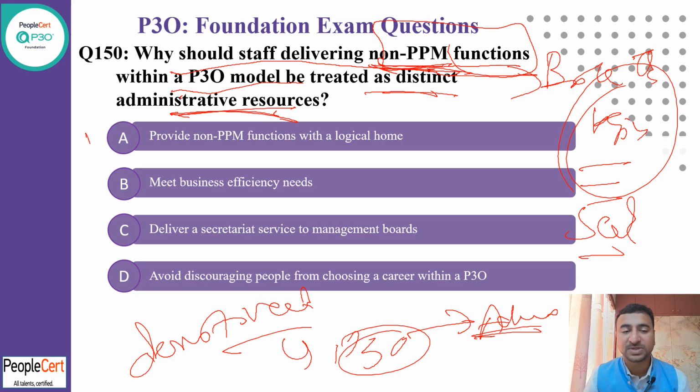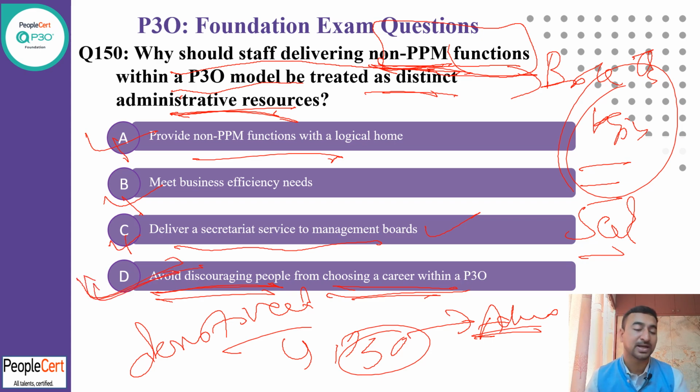So option A, provide non-PPM functions with a logical home, that's not the correct answer. Meet business efficiency needs, that again is not exactly correct. Deliver secretariat service to the management board, that is not correct either. Avoid discouraging people from choosing a career with a P3O model, that is the most correct answer.